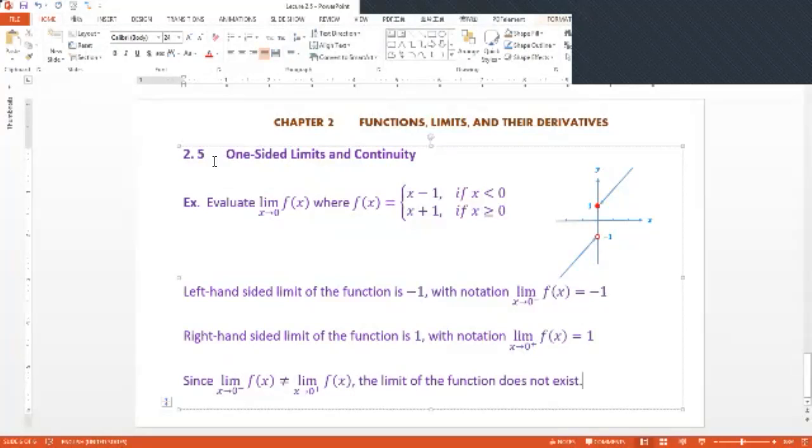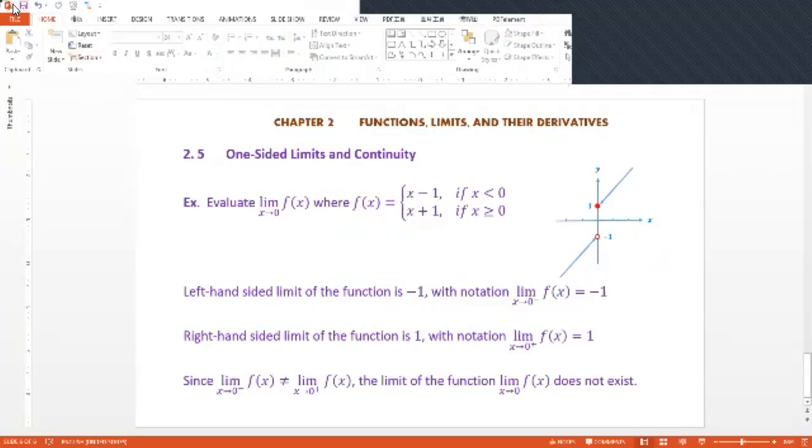Okay, so use the notation of limit. So we have the limit of f as x approaches 0 does not exist. All right. So that's the conclusion.